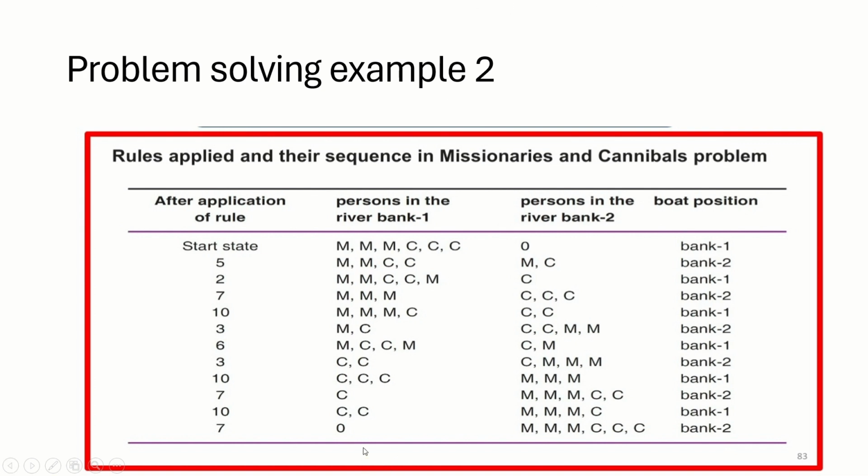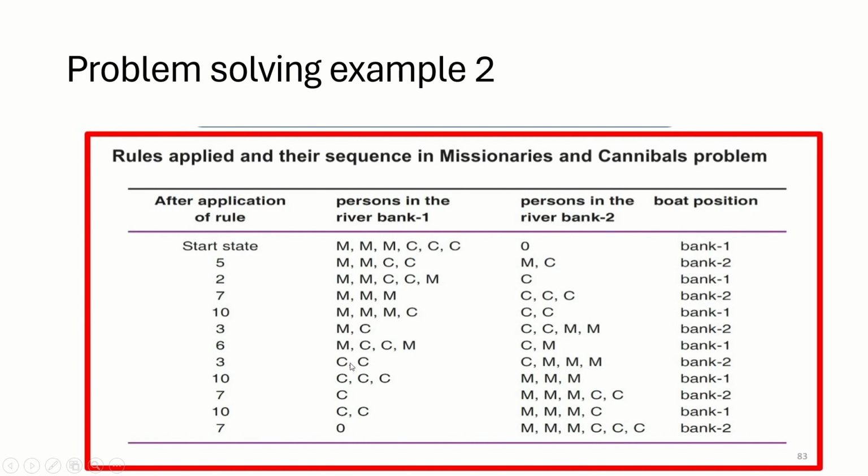Now, one cannibal and one missionary return from Bank 2 to Bank 1. Now we have two missionaries and two cannibals in Bank 1, one cannibal and one missionary in Bank 2. Now, two missionaries move from Bank 1 to Bank 2. Now we have three missionaries and one cannibal in Bank 2 and two cannibals in Bank 1.